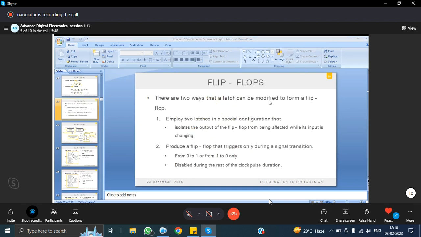See, the latch can be modified into a flip-flop in these two ways. Employ two latches in a special configuration that isolates the output of the flip-flop from being affected while its input is changing, and produce a flip-flop that triggers only during the signal transition, from 0 to 1 or 1 to 0. So it is disabled during the rest of the clock pulse duration. The flip-flop is triggered only during the trigger of the clock. And whenever it is changing from 0 to 1 or from 1 to 0, then only the output will be latched with the data.